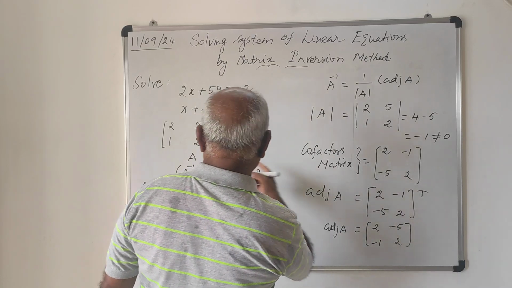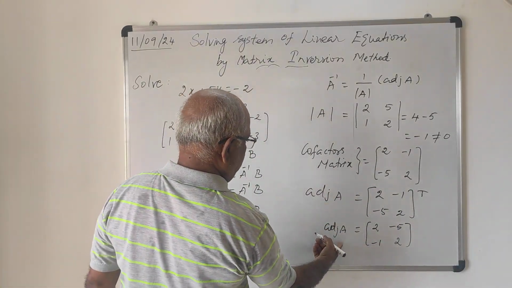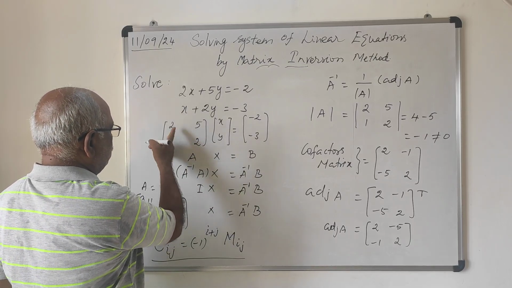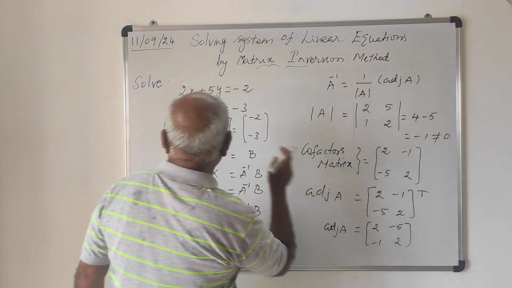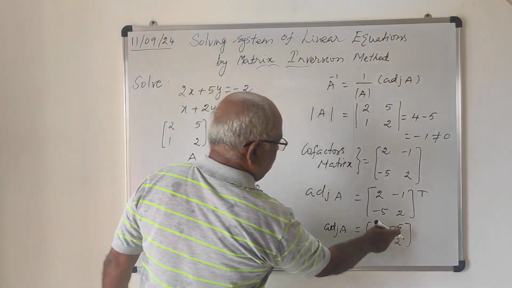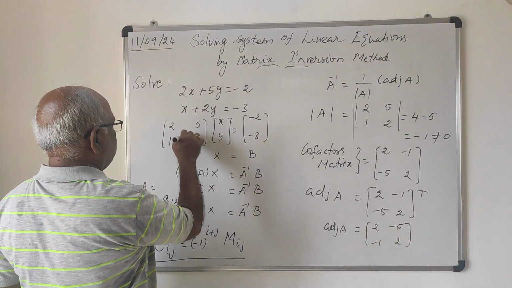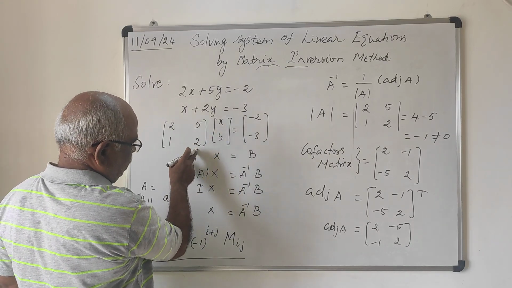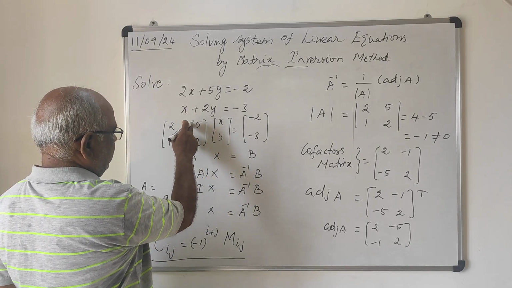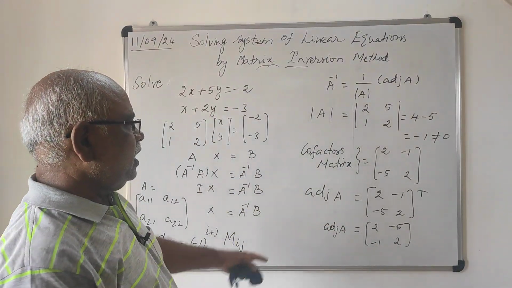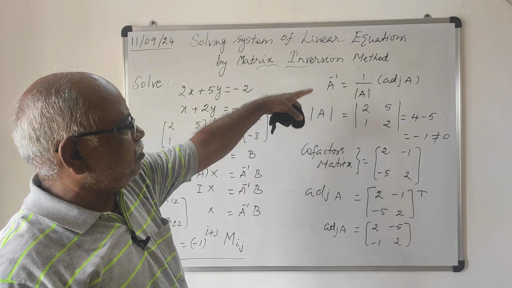Immediately by seeing A, you can find adjoint A by interchanging the principal diagonal elements, 2 and 2, and only changing the sign of the secondary diagonal elements, minus 5 and minus 1. Therefore this is adjoint A. After finding it, we can immediately say A inverse is 1 by mod A into adjoint A.